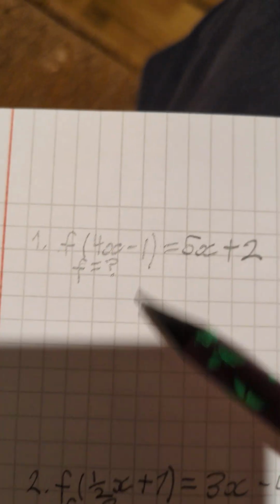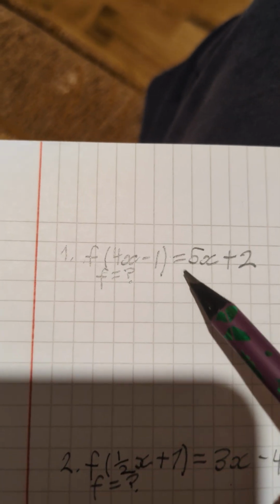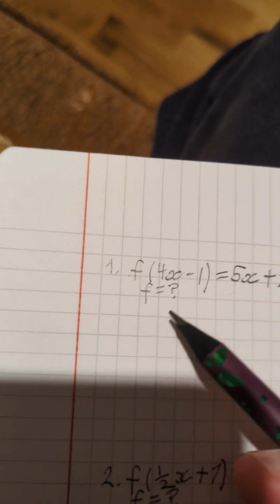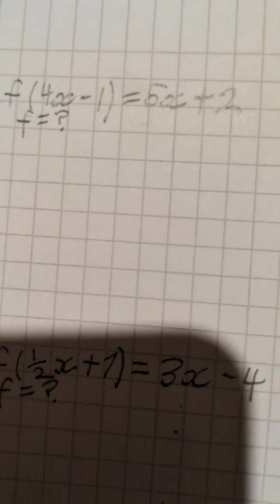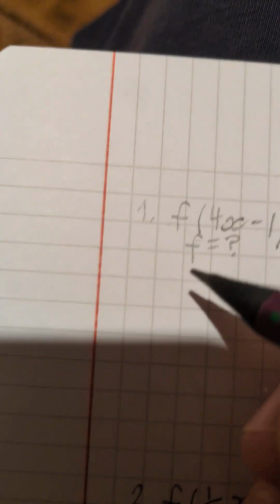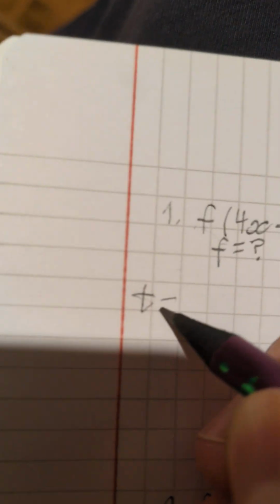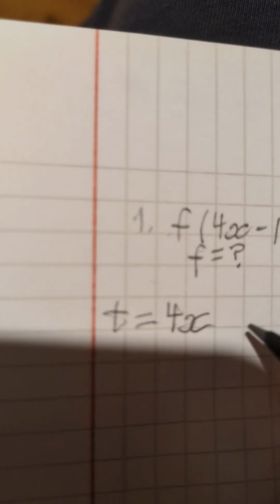First, look at example 1. We have f of 4x minus 1 is equivalent to 5x plus 2. What is f? What is the function? The first step we need to do is involve another variable. I'm going to use t. We're going to say t is equal to what is in here. So t is equal to 4x minus 1.